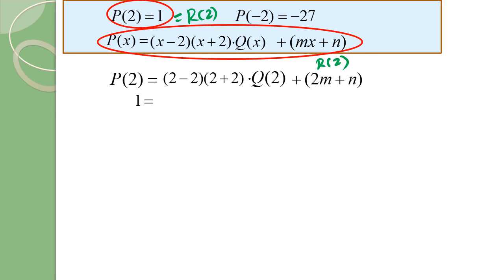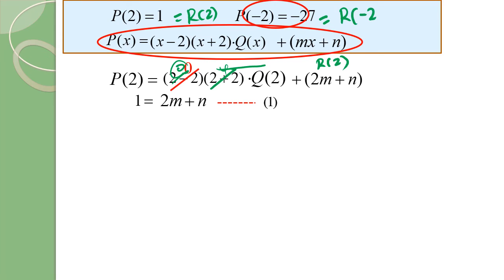So 2 minus 2 is 0 and 2 plus 2 is 4. 0 multiplied by 4 is 0, and 0 multiplied with anything will be 0. What remains here is 2m plus n. So this is the first equation. Another piece of information we have is P(negative 2) equals negative 27, which we found out earlier, so it's equal to R(negative 2).